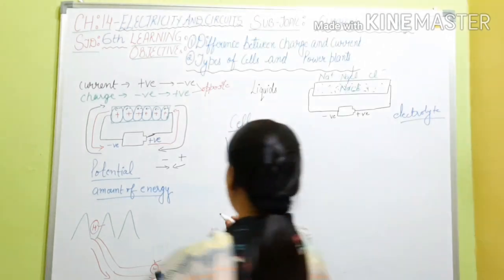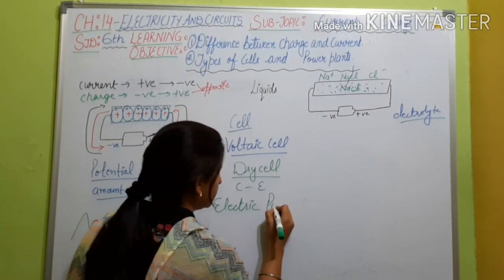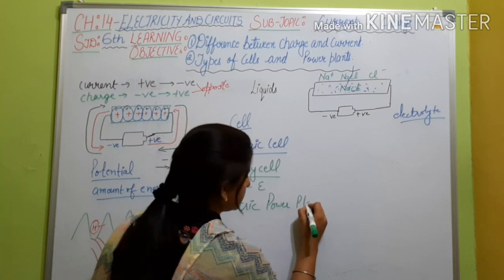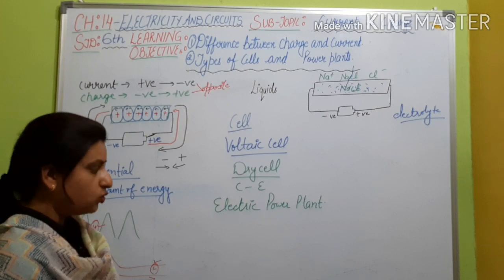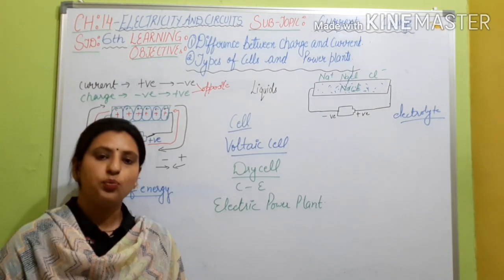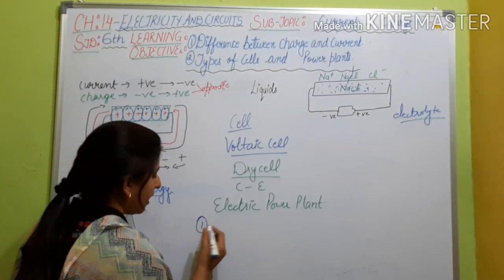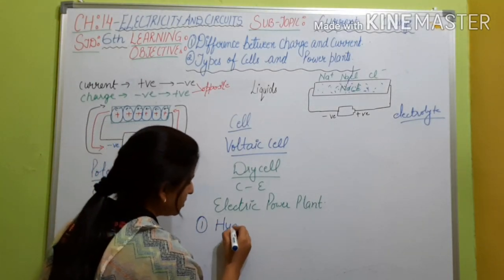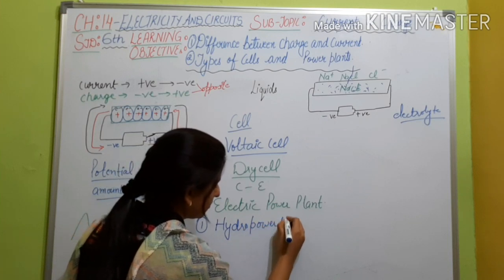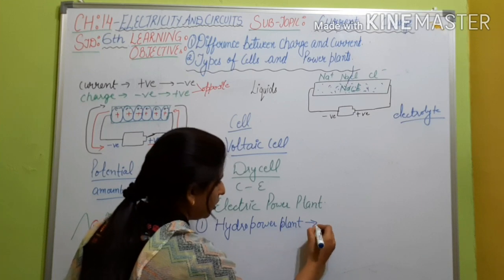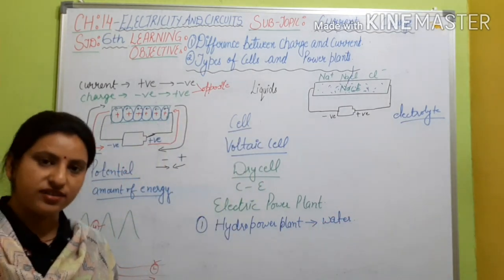That is called an electric power plant. An electric power plant uses different types of sources to produce electricity. So what kind of sources are they using? The hydropower plant uses water energy to form electricity.